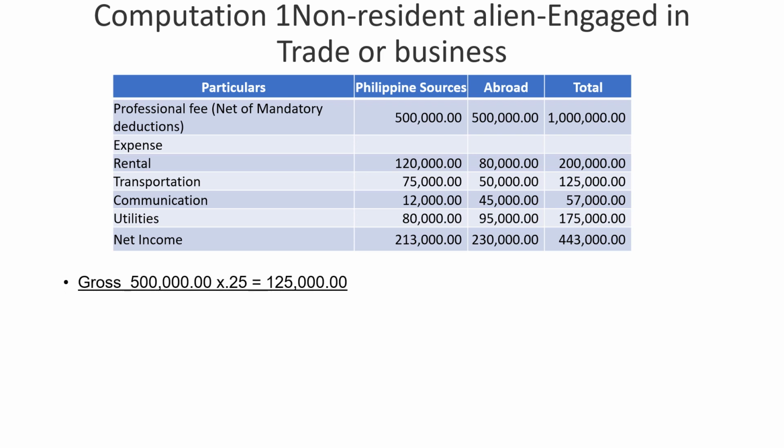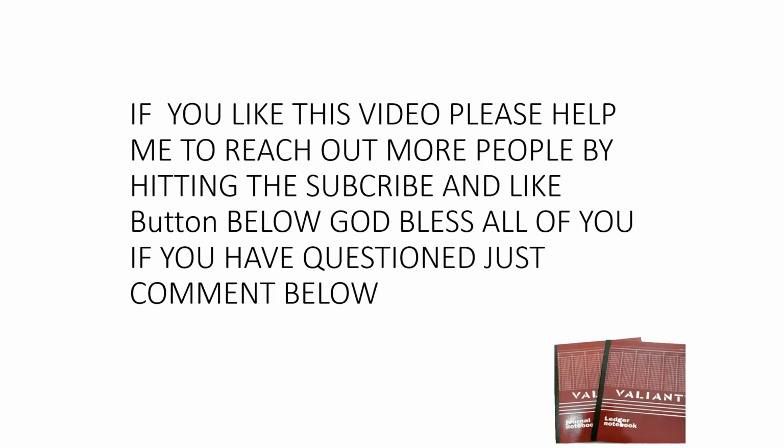Okay? So, let's proceed naman dun sa non-resident alien not engaged in business. So, sabi daw, Philippines lang. So, meron siyang 500,000. Yun yung income niya. Gross. Sabi kasi doon, gross. So, times 0.25. So, we have 125,000 as his taxable or her taxable income.